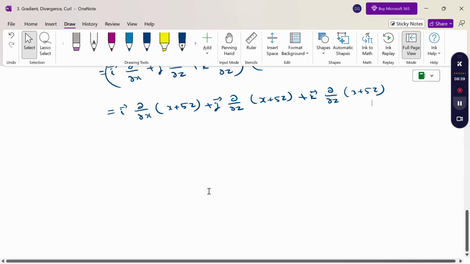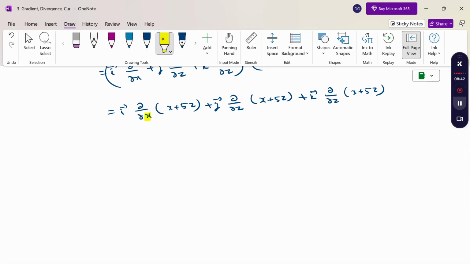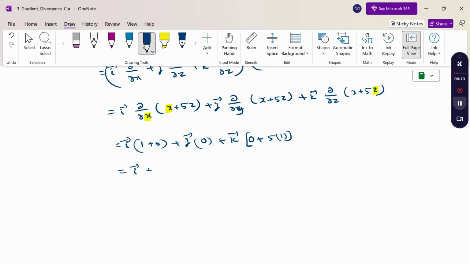Now the derivative with respect to x. When the derivative is with respect to x, here x is the only variable, 5z is constant. Dou by dou y, this is y. Now y is the only variable, here there are no variables, every term is constant. Then here, x plus 5z, z is the only variable. Therefore the first term i vector into 1 plus 0, plus j vector whole term 0, plus k vector first term 0, then 5 into 1. Therefore i vector plus 5 k vector, this is the value of del into del dot f vector.